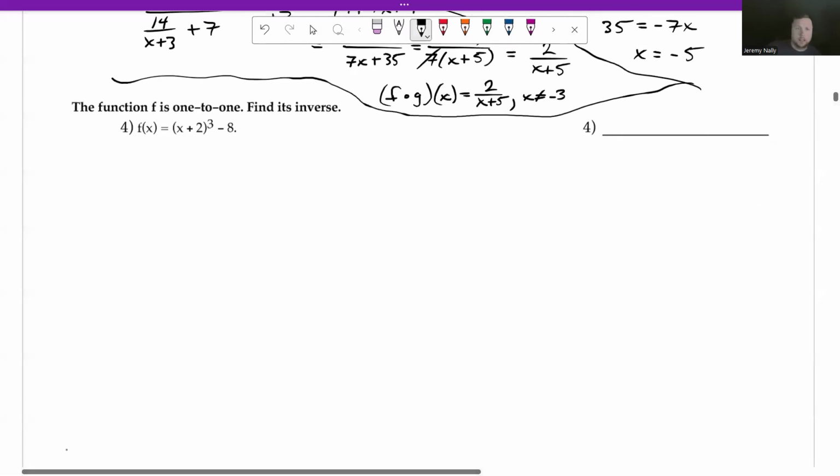Okay. f is one-to-one, find its inverse. In this one, there's no request to check. If there is a request to check, then you're expected to check, and that's worth points. But in this case, there is no request.